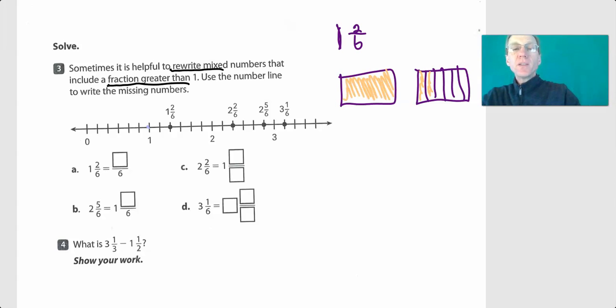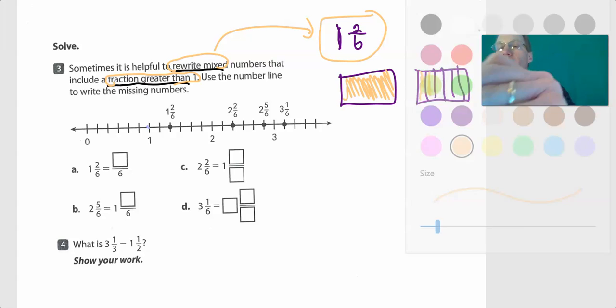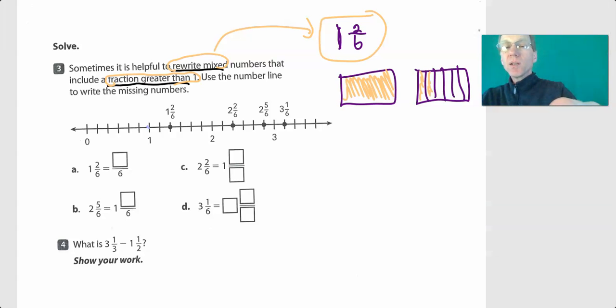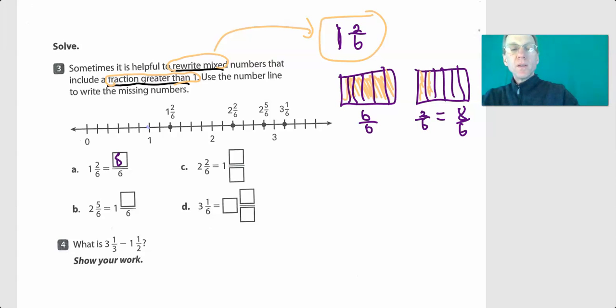So if I want to rewrite this mixed number, it's a mixture of a whole number and a fraction. If I want to rewrite that as a fraction greater than 1, like we did last time, I'm just going to cut my pizza up. I'm going to cut this one up into 6 parts: 1, 2, 3, 4, 5, 6. So my one whole now is 6/6, and 6/6 plus 2/6 equals 8/6. And that's all you're doing here.